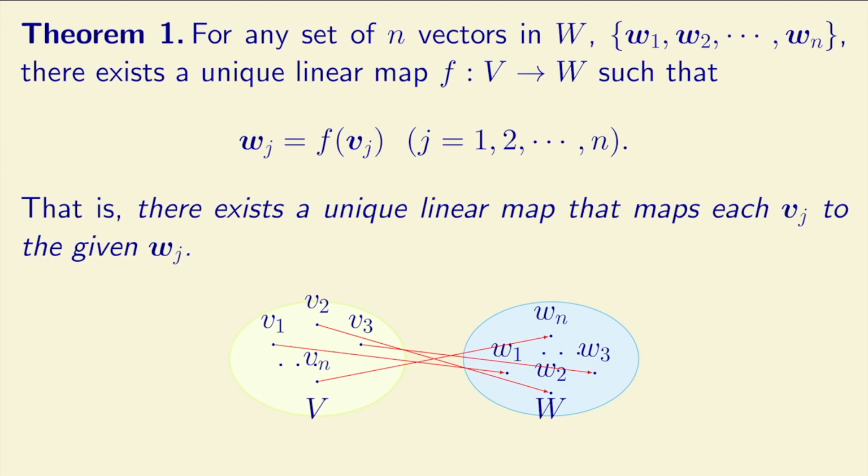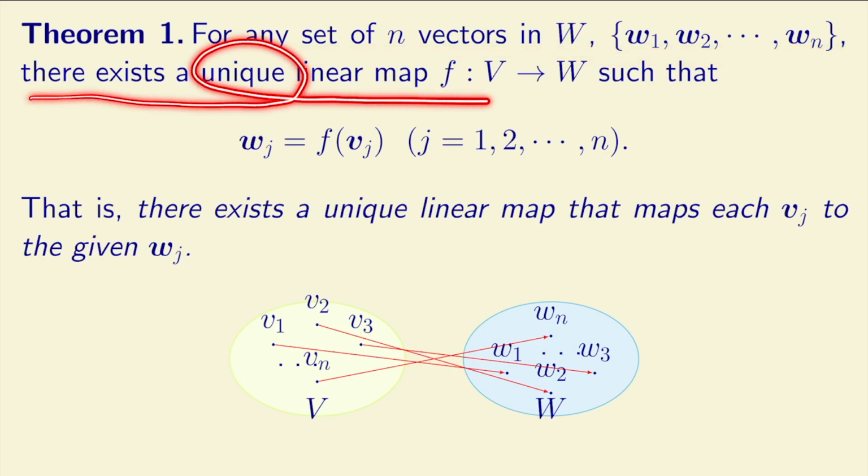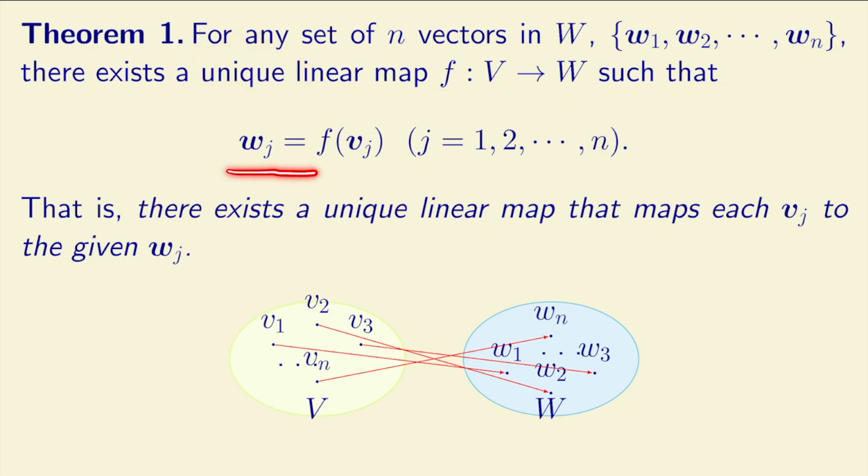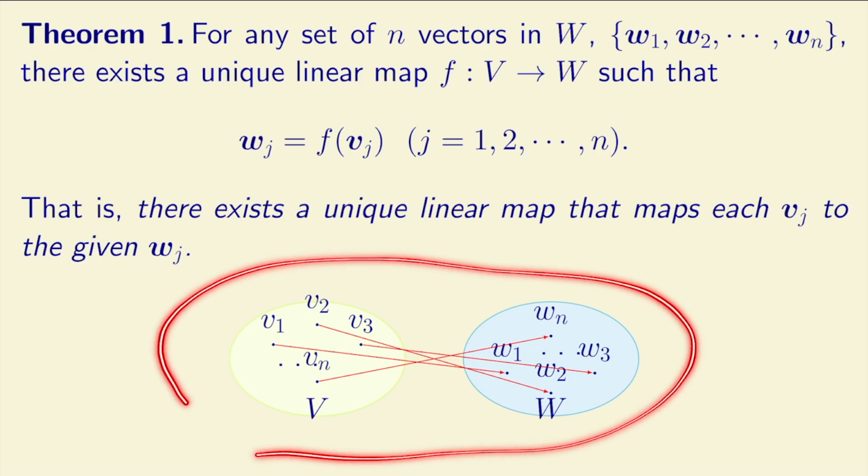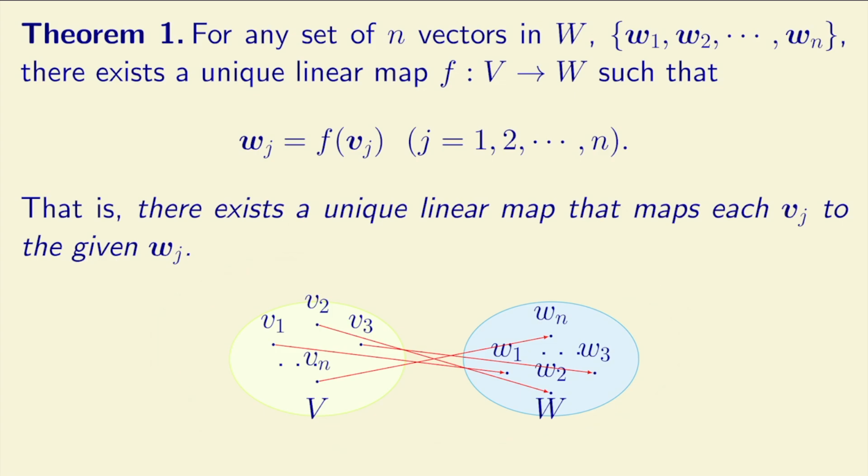Theorem 1 confirms it. For any set of n vectors in W, w1, w2, through wn, there exists a unique linear map F from V to W such that wj equals f of vj for each j from 1 to n. Yep, it says that if we just decide where the basis vectors go, that's enough to define a unique linear map. The little diagram on the page helps to visualize it, showing the connections between the vectors in V and W.